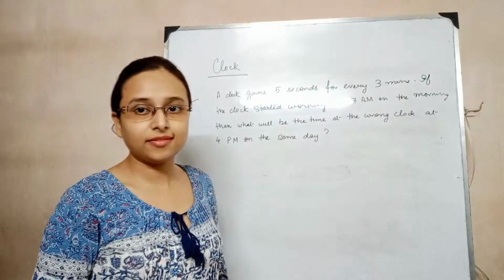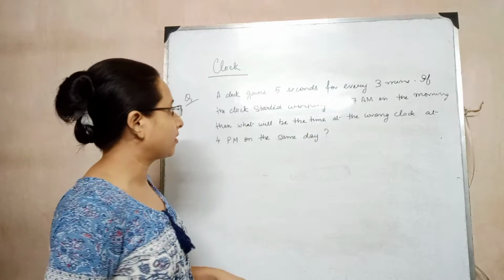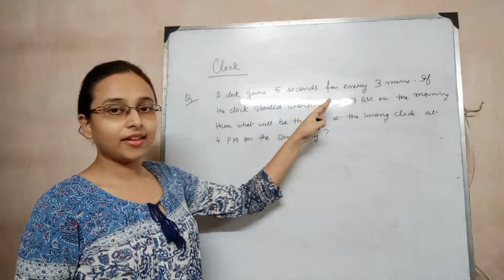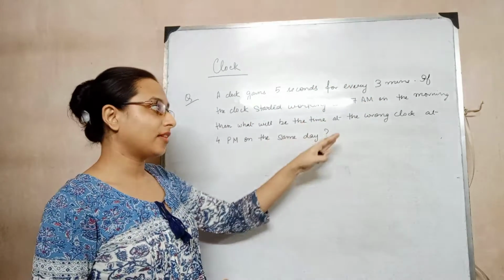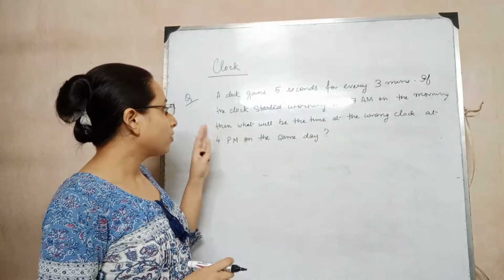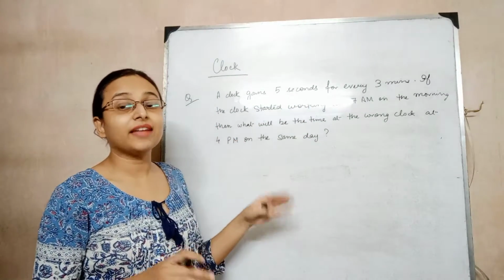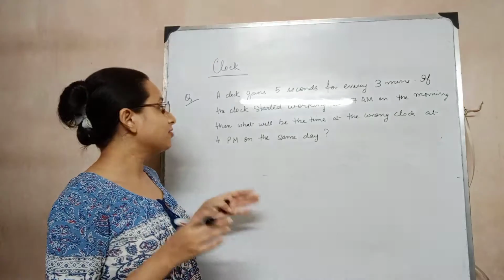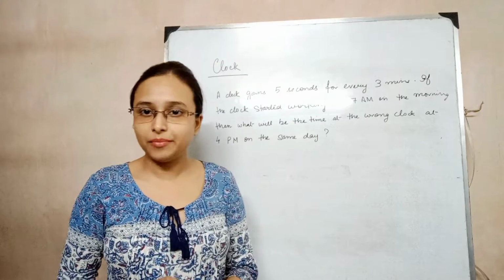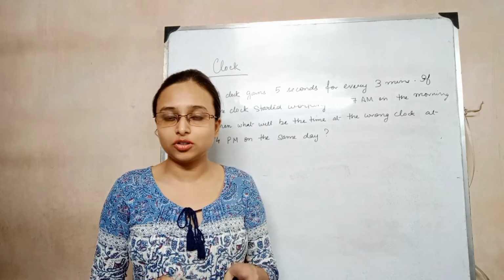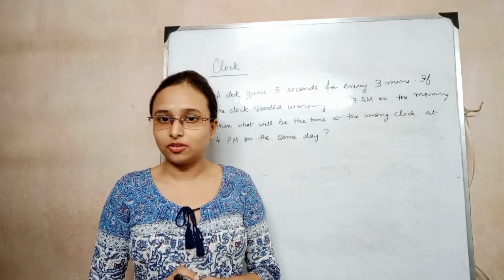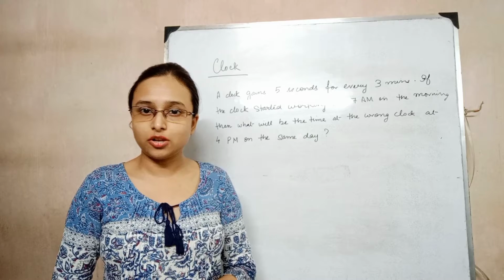Right? Now this is the question. Let me read it out to you once again. A clock gains 5 seconds for every 3 minutes. If the clock started working at 7 a.m. in the morning, then what will be the time at the wrong clock at 4 p.m. on the very same day? Now, in this kind of question, we have two clocks, the wrong clock and the right clock. I will give you the solution now.